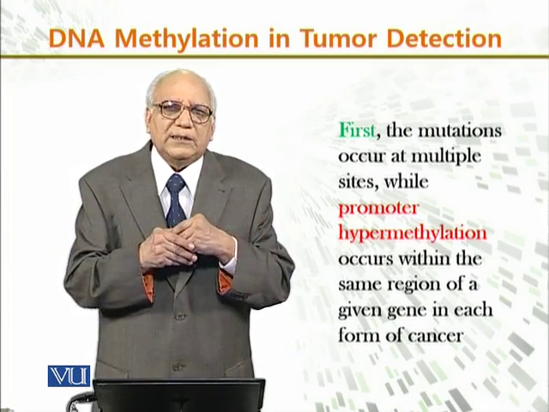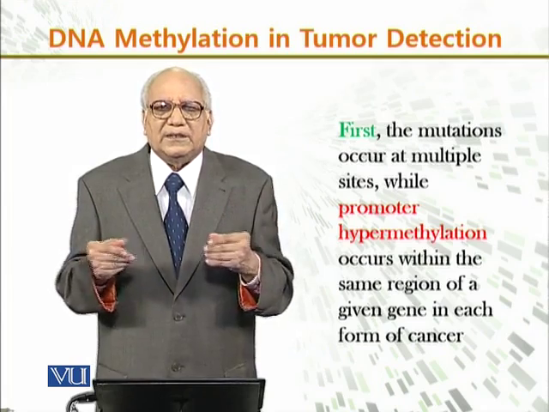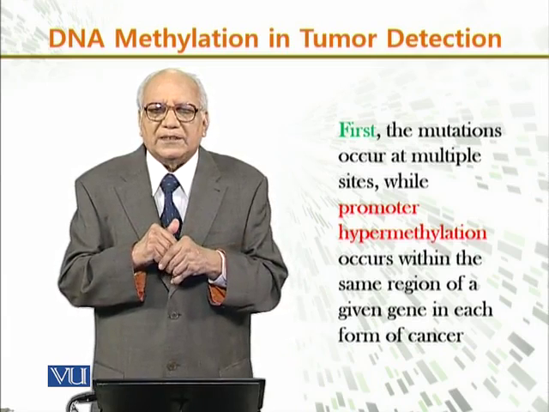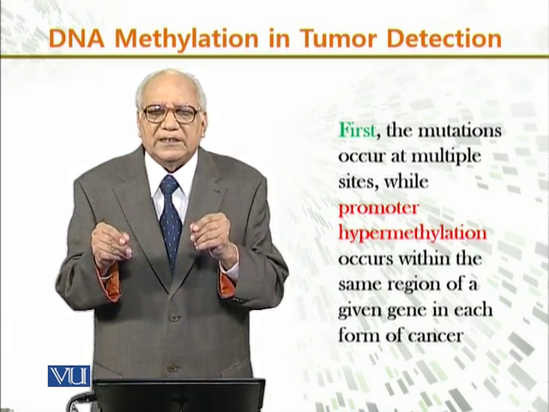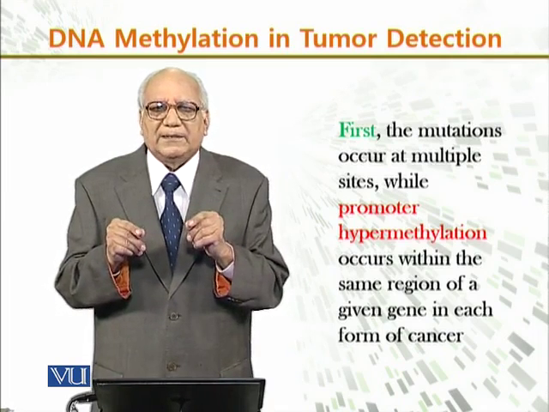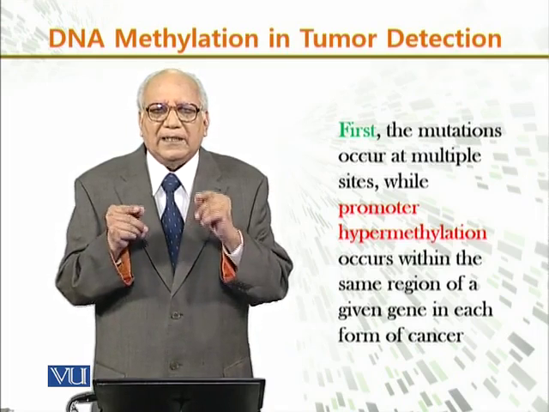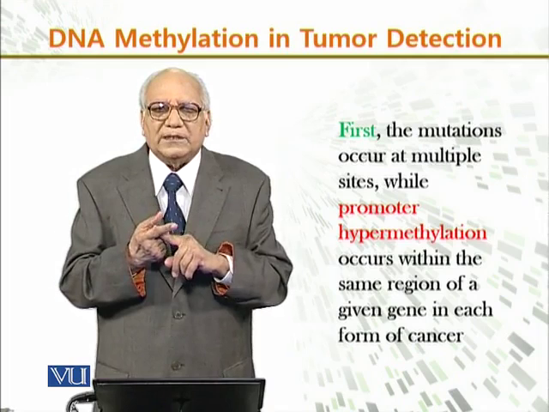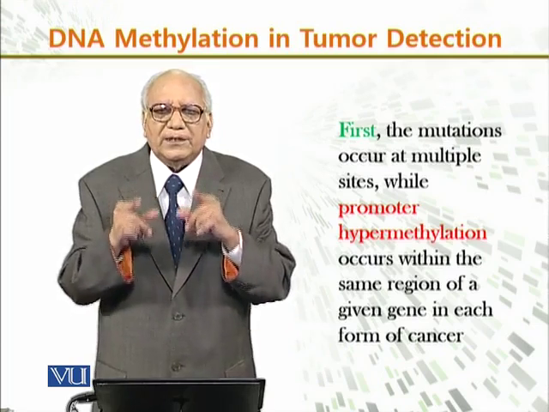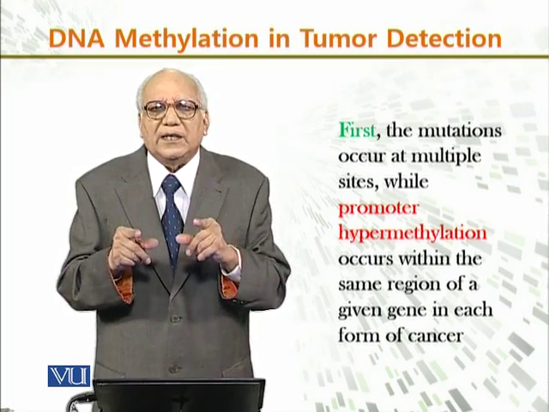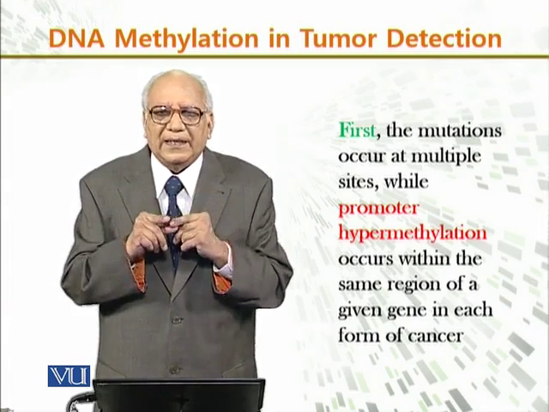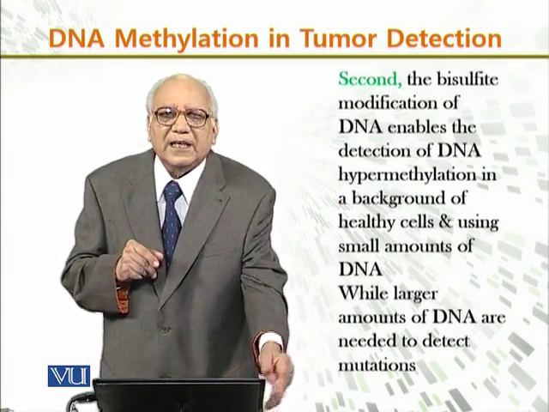The gene gets mutations at different sites, and the DNA changes. While promoter hypermethylation occurs within the same region of the given gene in each form of cancer. Keep this difference in mind: mutations occur at multiple sites, while promoter hypermethylation occurs within the same region of a given gene in each form of cancer.